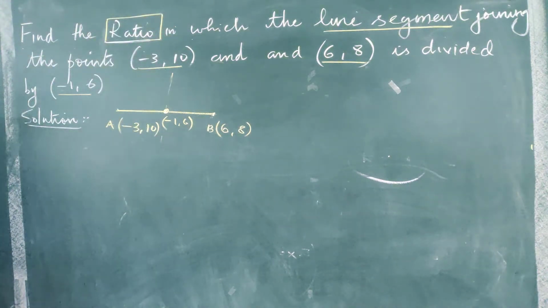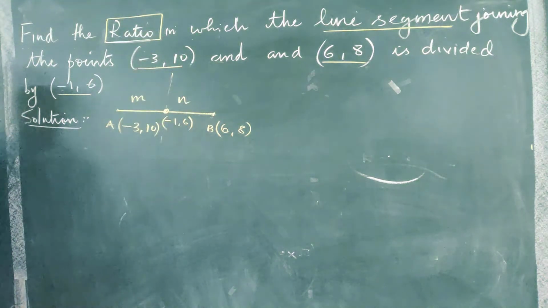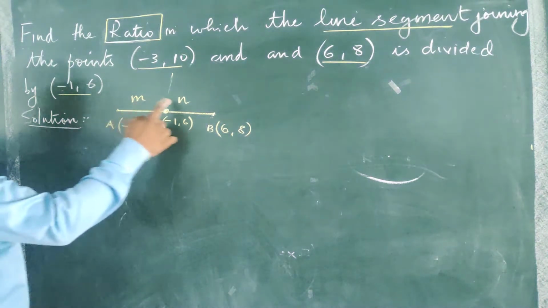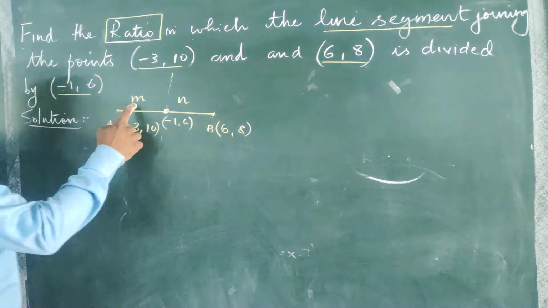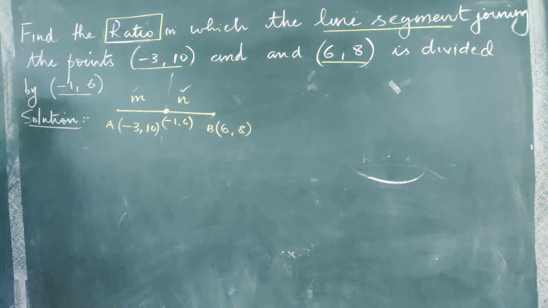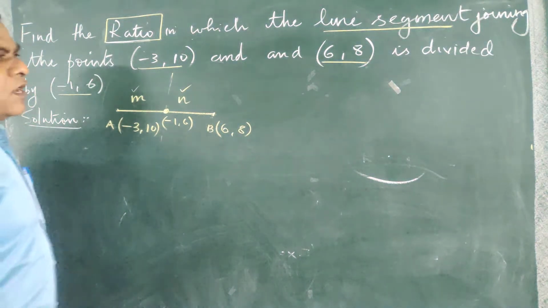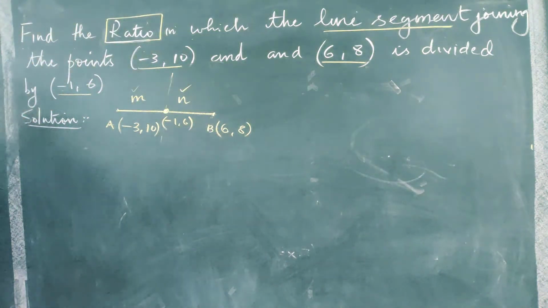Now if you see the standard section formula, the ratio given is m:n. So that means you have to find out the value of m and the value of n. But there are 2 unknowns, and since there are 2 unknowns, we should have 2 equations. Now I will make some modification here. Instead of using 2 unknowns, I am going to use only 1 unknown.